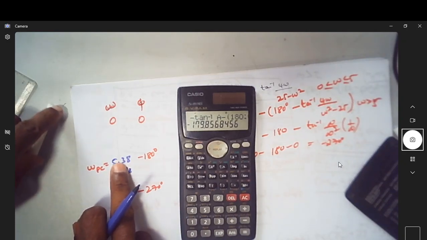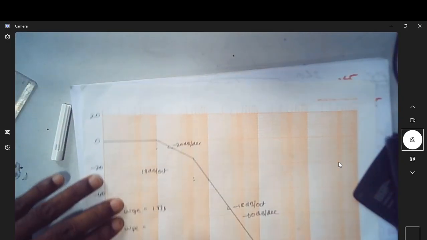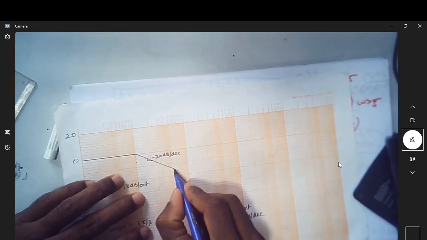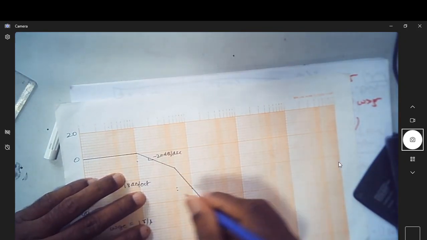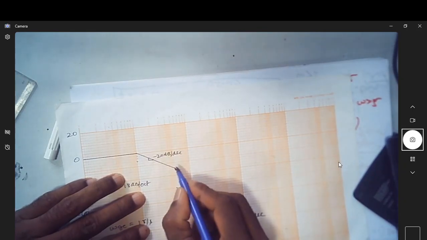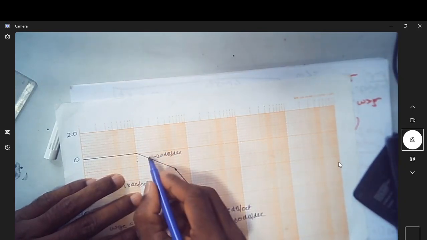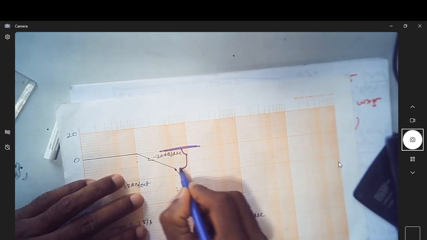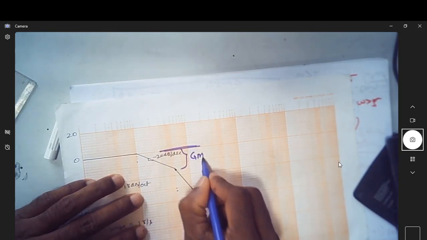So this is omega PC. Now that omega PC, I'll just mark it here, it is 5.38. So is this somewhere here? This is 5, so let me just mark it slightly below that, maybe somewhere here. So this is from 0 dB. From 0 dB, how far is it? This is my gain margin.